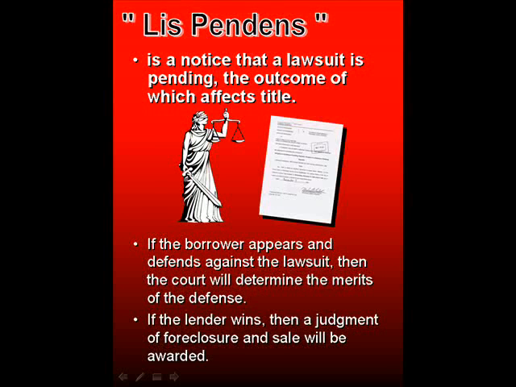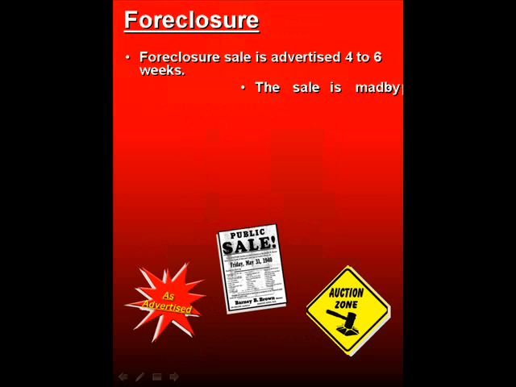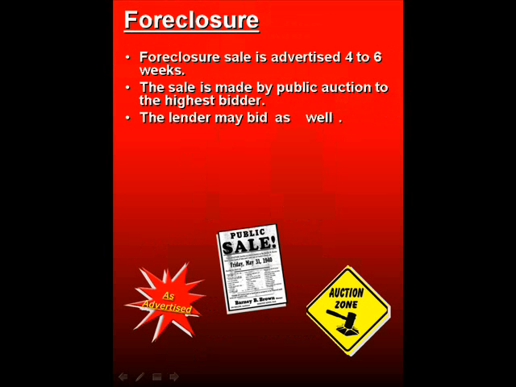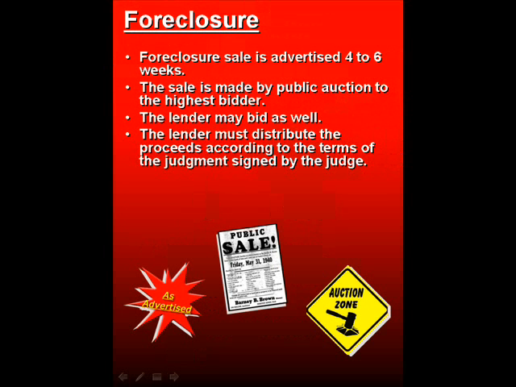Typically, the foreclosure sale is advertised 4 to 6 weeks. The sale is made by public auction to the highest bidder. The lender may bid as well. The lender must distribute the proceeds according to the terms of the judgment signed by the judge. Surplus money will normally be held by a referee.